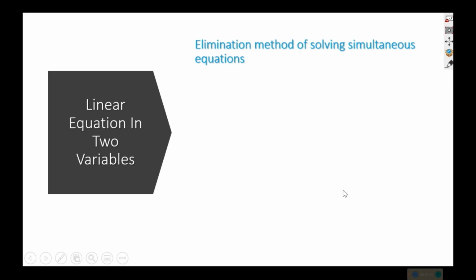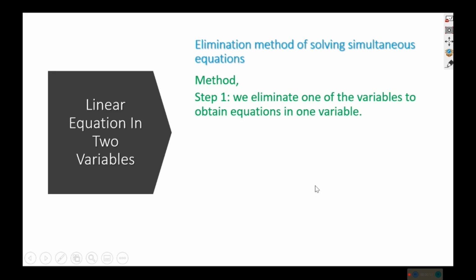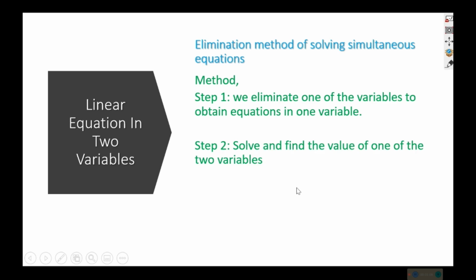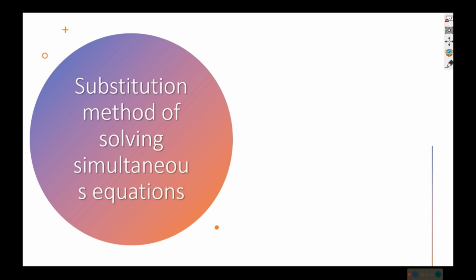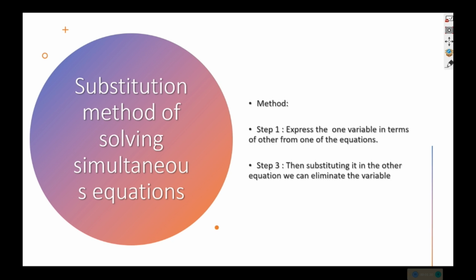And for your information, the elimination method of solving a simultaneous equation had the concept of eliminating one of the variables to obtain a one variable equation. That means we convert the equation into one variable and solve it, and we will get the value of one of the two variables, and we will substitute that and solve the situation. Another method studied was the substitution method, in which we express the variable in terms of the other. If there is x and y, we will find out the value of x in terms of y and substitute that and eliminate one of the variables.